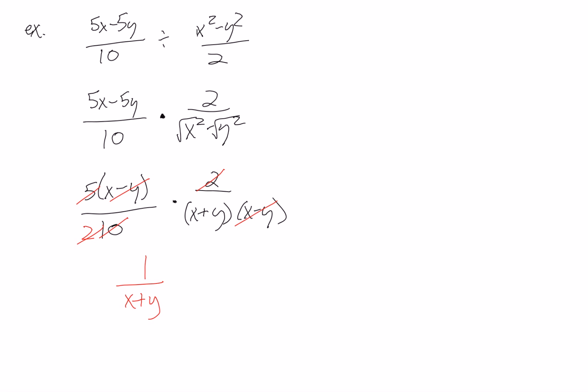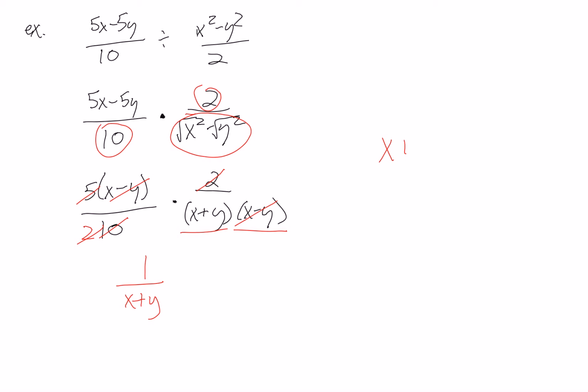So that's it for our answers. This one we've got to be a little bit careful because of our non-permissibles. Now, we've got the 10 on the bottom, that doesn't have any. We got the 2 on the top, that doesn't have any. So all we've got to worry about is the x squared minus y squared, which is these two factors, x plus y and x minus y.